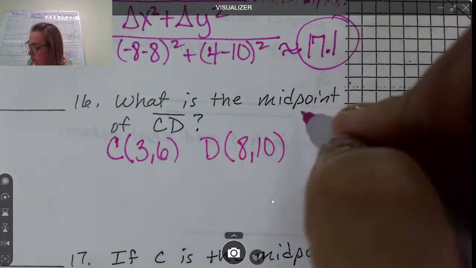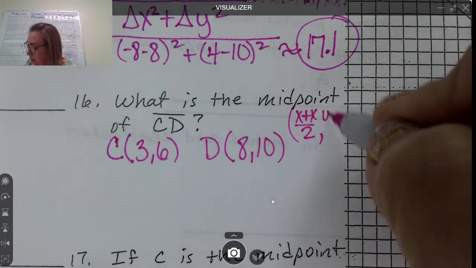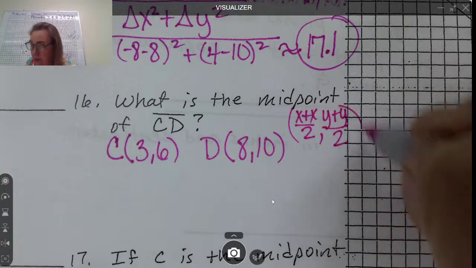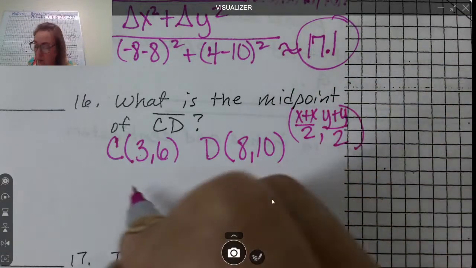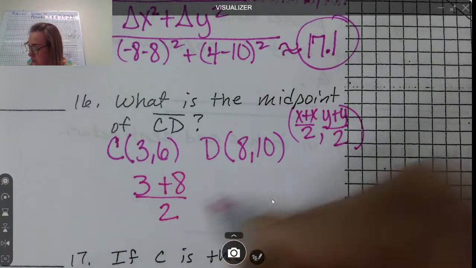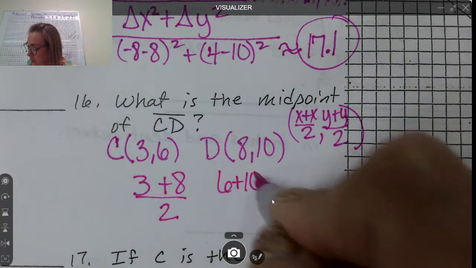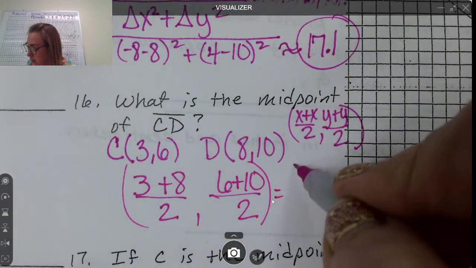Now, remember, midpoint is add your x's together, divide by 2. Add your y's together, divide by 2. And it's a point, so it's in parentheses. It has a comma. So if we add our x's together, 3 plus 8 divided by 2, add our y's together, 6 plus 10 divided by 2, it's this point, right?